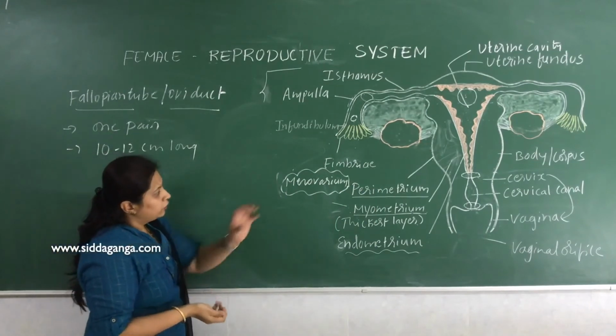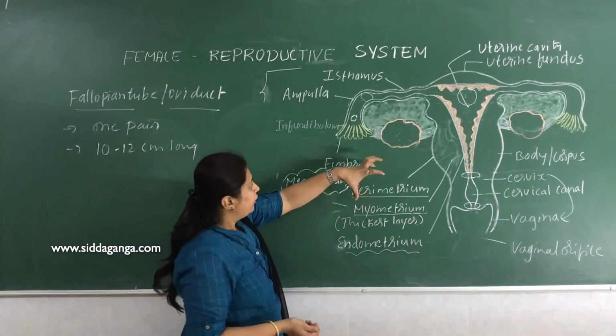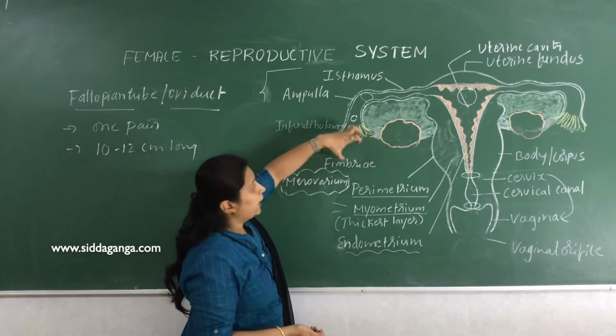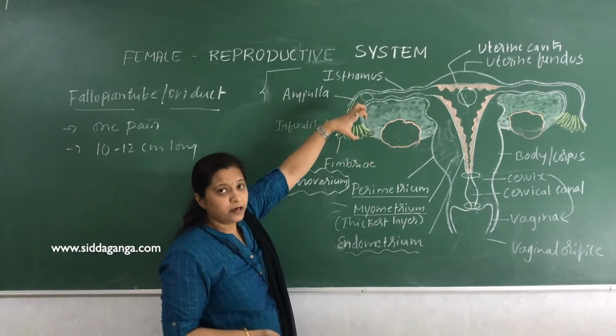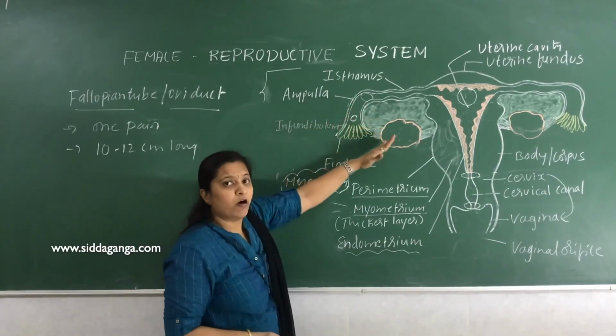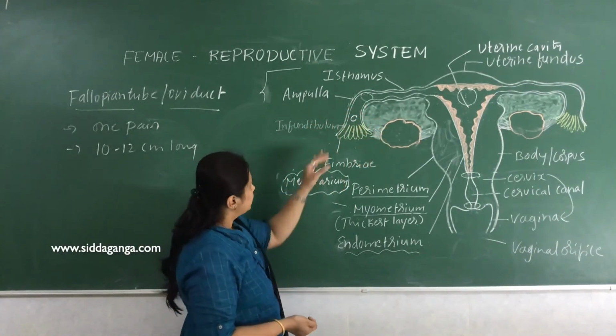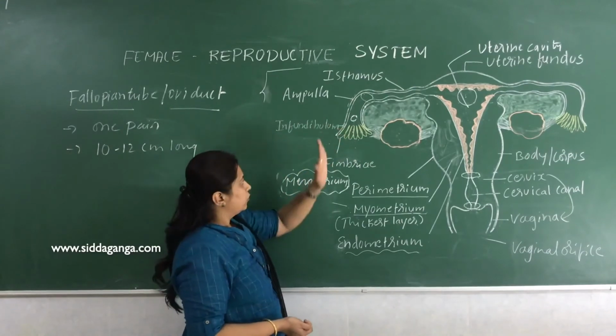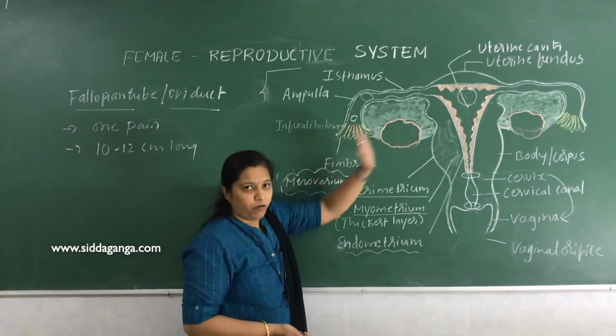Okay. So what is the function of fimbriae? Fimbriae help in the collection of the secondary oocyte. It tells you the collection of the secondary oocyte after ovulation. So this is the infundibulum, the part located near the ovary.